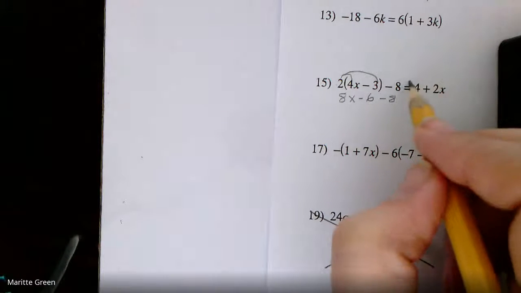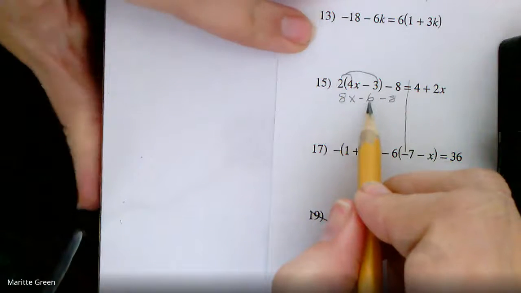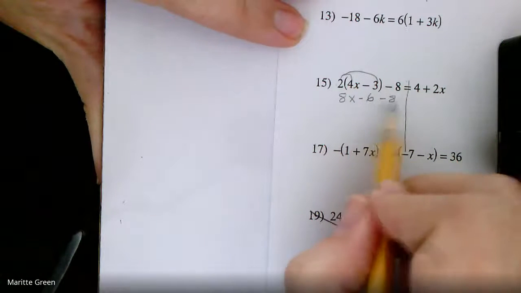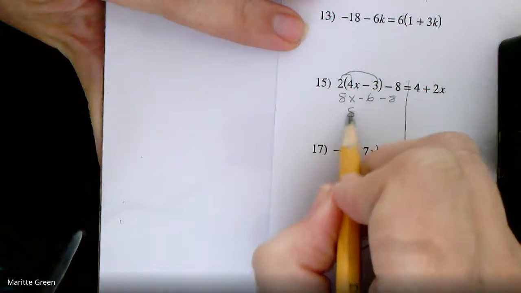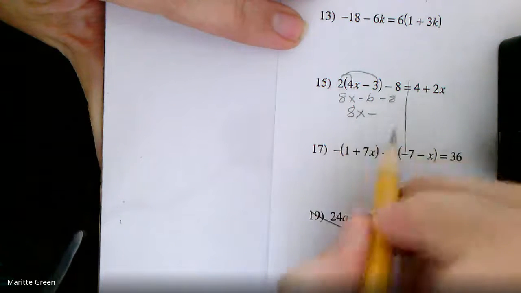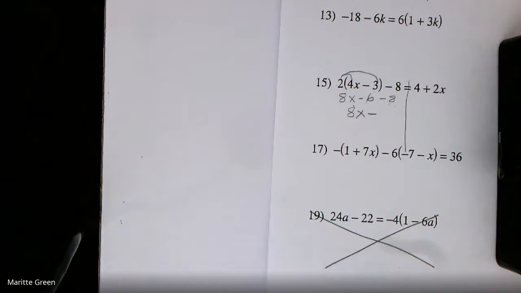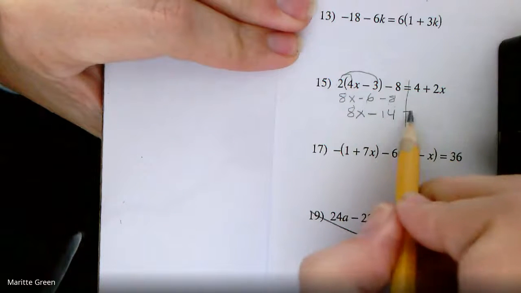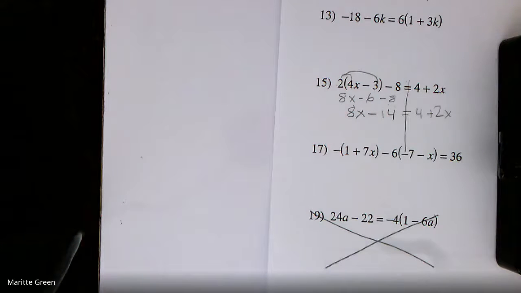Go ahead and draw my balance line here. So I have 8x, and then I have a -6 and a -8. Neither of these two have x's, so I can combine them. I can't combine things that don't have x's. Remember that. So I have 8x minus; -6 and -8 have the same sign, and it's negative. So we still add the numbers together, but they are -14 equals 4 plus 2x. Now we have an equation that has a variable on both sides.